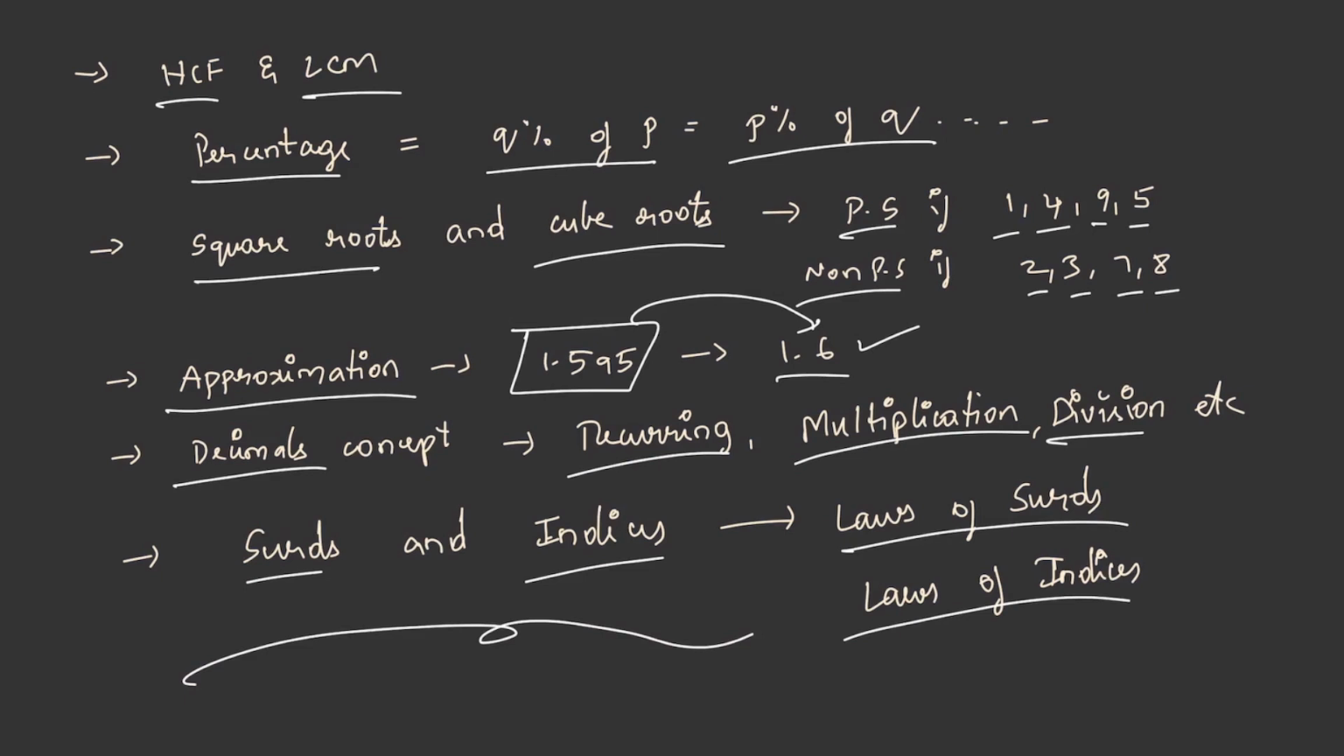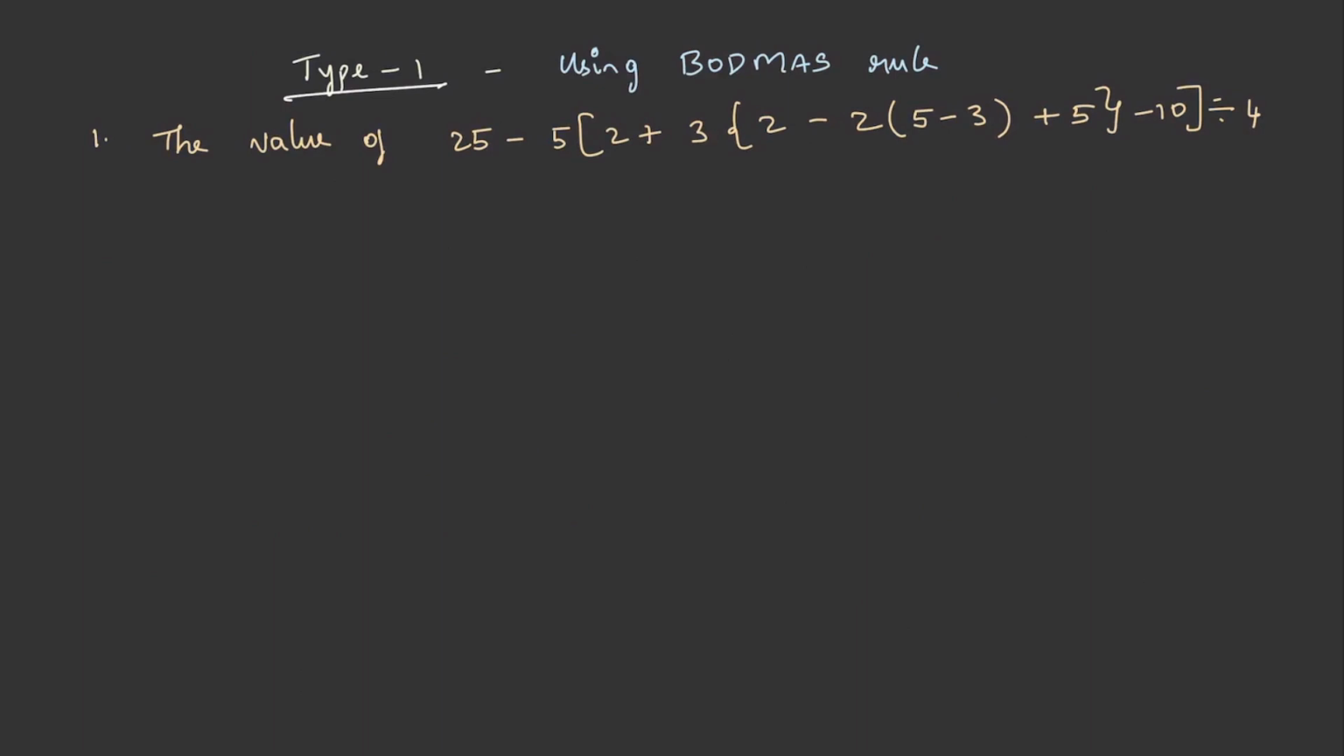We are done with the introduction part of simplification. Type 1. Let's solve problems using BODMAS rule. The value of 25 minus 5 into 2 plus 3 into 2 minus 2 into 5 minus 3 plus 5 minus 10 divided by 4. According to BODMAS rule, firstly we need to remove the brackets and the order continues like this way: BODMAS, division, multiplication, addition and subtraction. So let's solve this question.